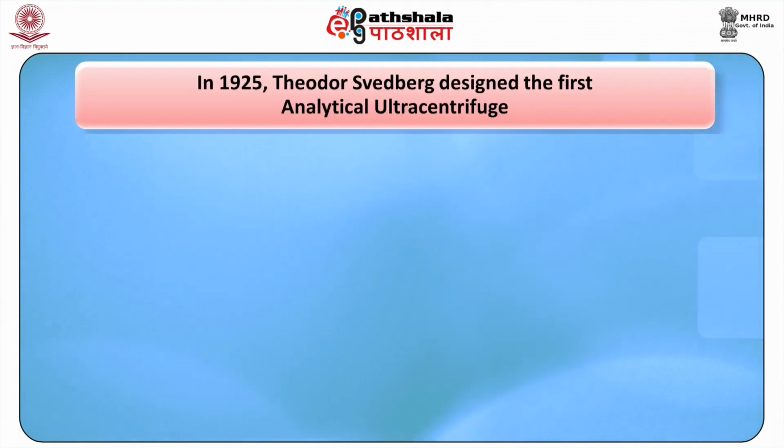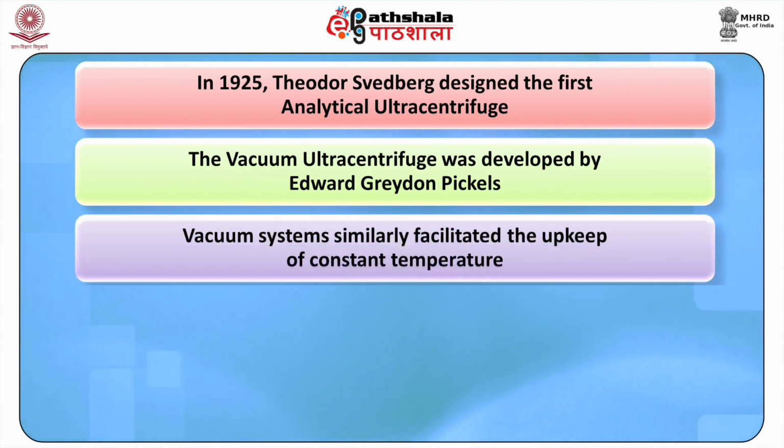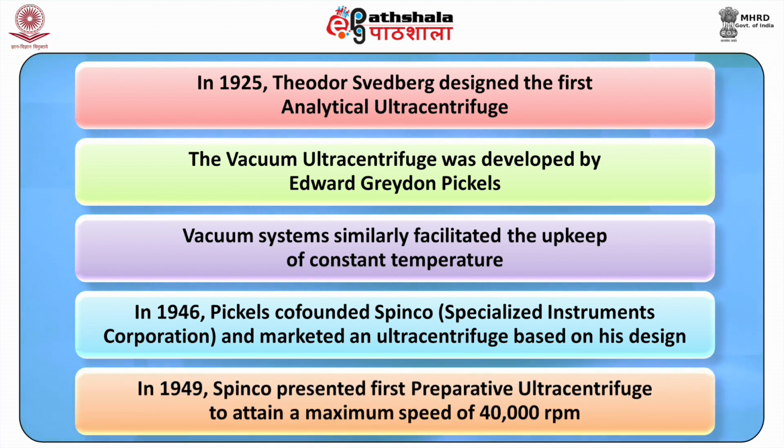In 1925, Theodor Svedberg designed the first analytical ultracentrifuge. The vacuum ultracentrifuge was developed by Edward Greydon Pickels. Vacuum systems similarly facilitated the upkeep of constant temperature. In 1946, Pickels co-founded Spinco, Specialized Instruments Corporation, and marketed an ultracentrifuge based on his design. In 1949, Spinco presented the first preparative ultracentrifuge to attain a maximum speed of 40,000 rpm.